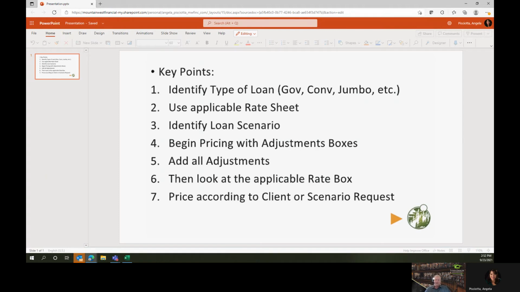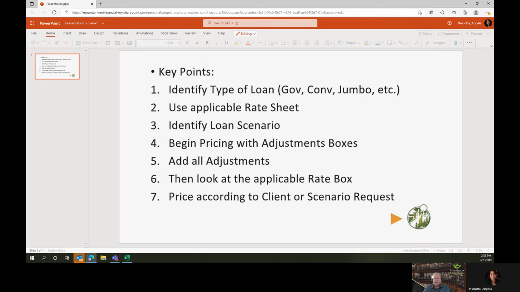Always begin pricing with the adjustment boxes. Okay, if you start with the pricing grid, you're going to get the answer wrong. If you start with the pricing adjustments and go line by line, does this apply? Yes, add it. Does this apply? Yes, add it. When I say add it, it could be a negative number or a positive. Just put the negative numbers in parentheses so you know that that's a credit or rebate. Add up all your adjustments, then go look at that applicable rate box up in the upper left corner, and then price according to the client or the scenario request.